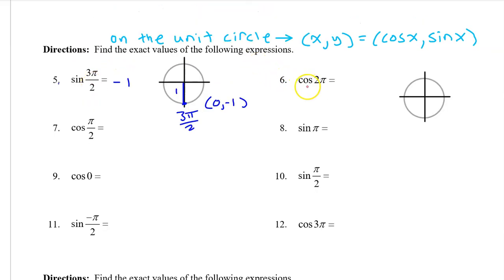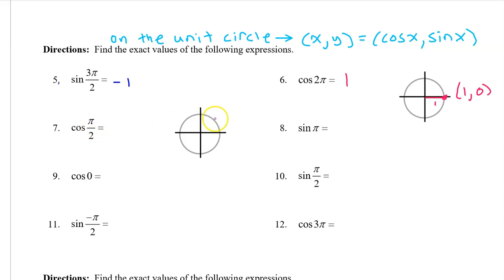Number 6, cosine of 2 pi. 2 pi is right here. The coordinates are 1, comma 0. Again, this is the unit circle, the radius is 1, so this is over 1, up 0. Cosine is the x value on the unit circle, and the x value is 1. So the cosine of 2 pi is 1.